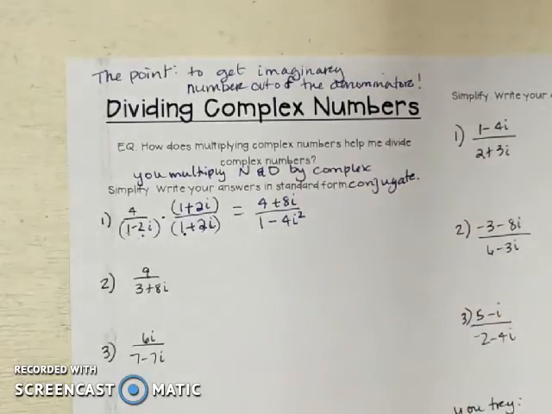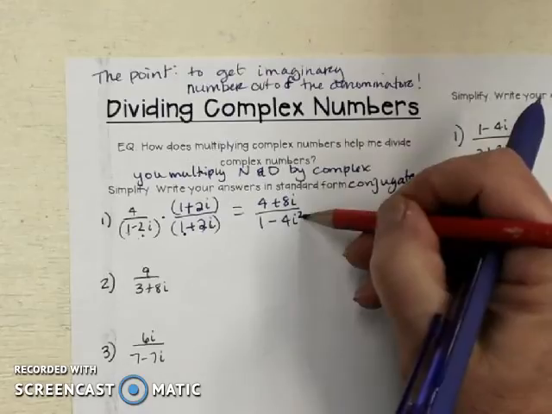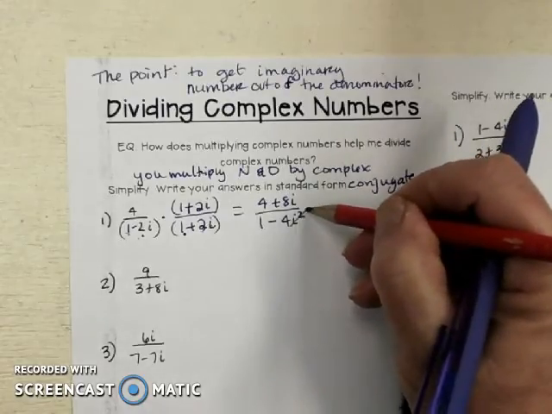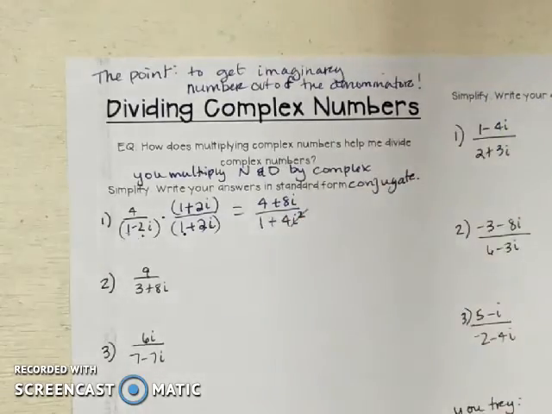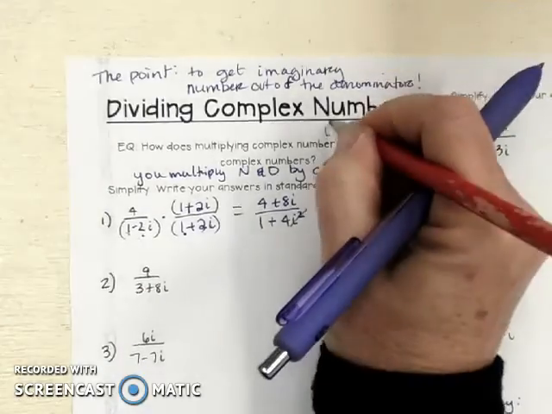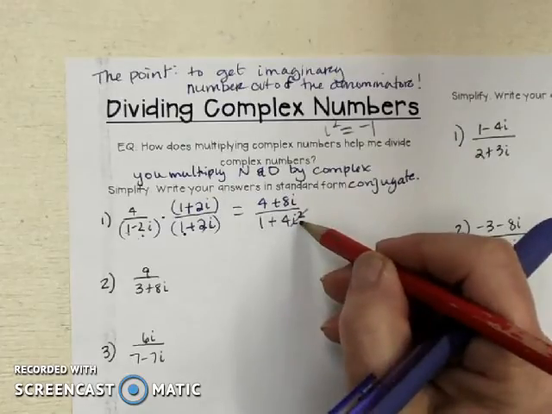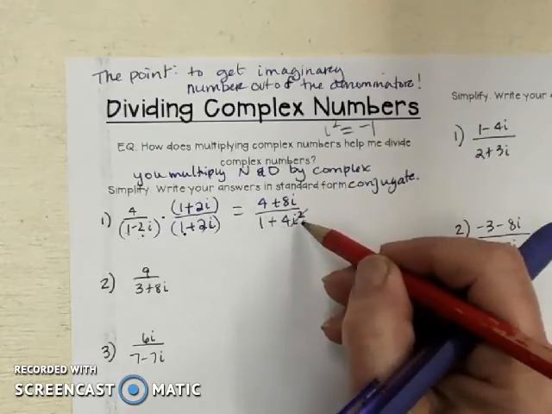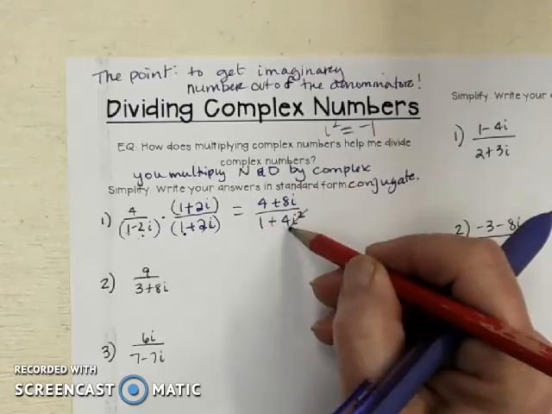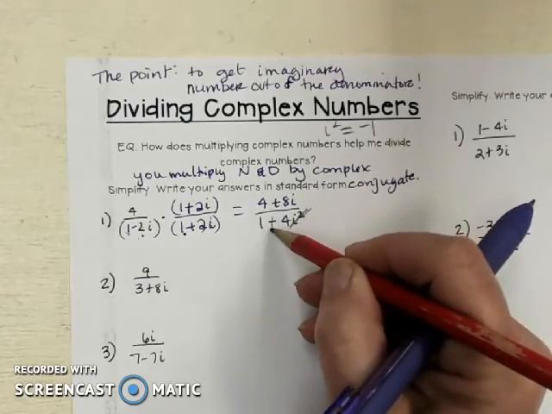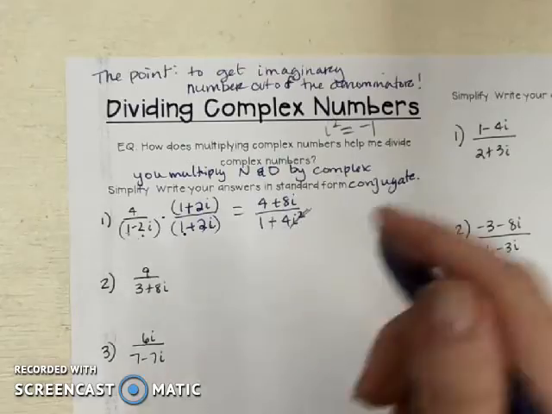So then you've got to remember your rule that when you multiply by a complex conjugate and you get that i squared, that i squared is negative 1, and it just changes the sign on the number that it's attached to. Remember that rule: i squared equals negative 1. So I've got negative 4 times i squared, which is the same thing as negative 4 times negative 1. So just mark out the i squared and change the sign. And now we can simplify, finish it out.